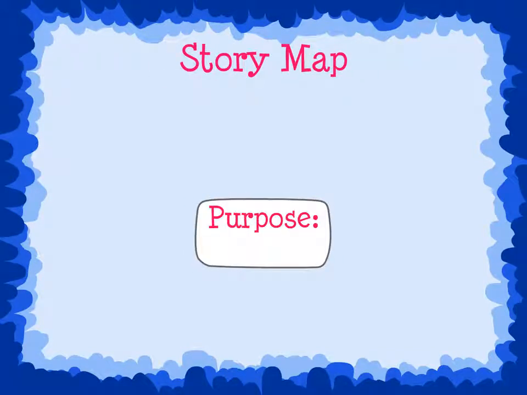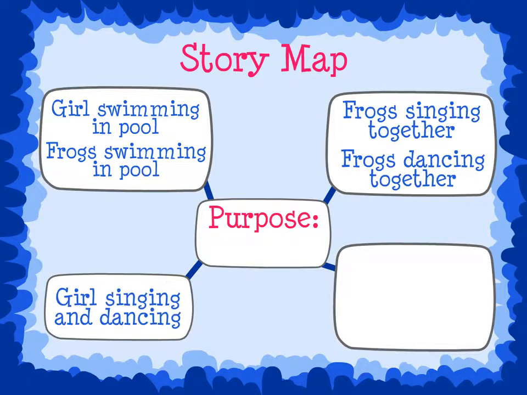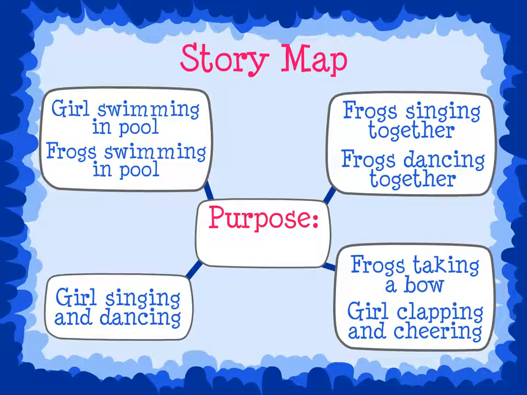Another graphic organizer that good readers use is a story map. This will help us to determine the author's purpose. Here is what the story map looks like. We write in some of the events that happened in the story, then we can decide what the author's purpose was. Since most of the events are really silly or exciting, the purpose was to entertain. Good writers will use this story map to organize their ideas before writing a story.